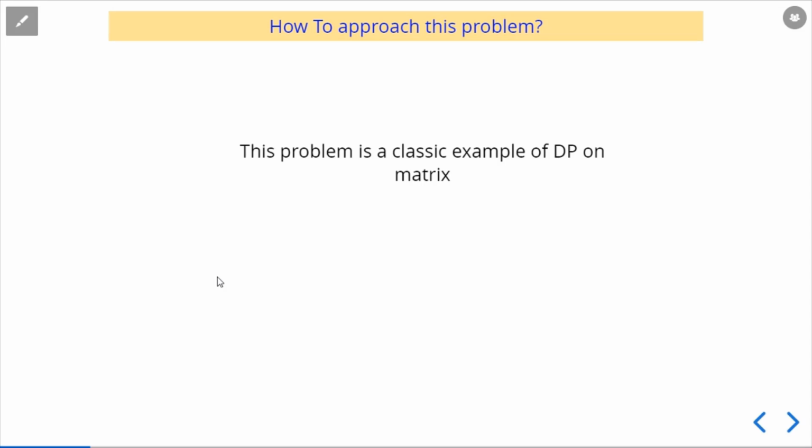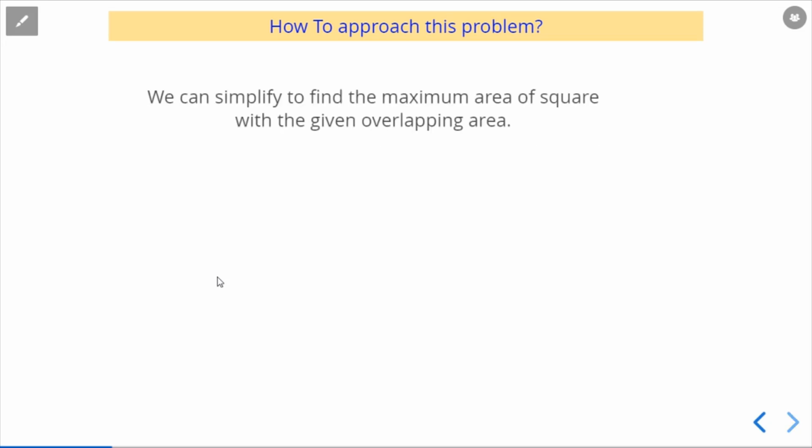Okay, so the problem is a classic example of dynamic programming on matrix. As we can see, we have a matrix and we need to find the largest area. So it is clear that it is an example of dynamic programming on a matrix. So what we can do is we can simplify to find the maximum area of square with the given overlapping area. By this statement I mean, let us look into the example.